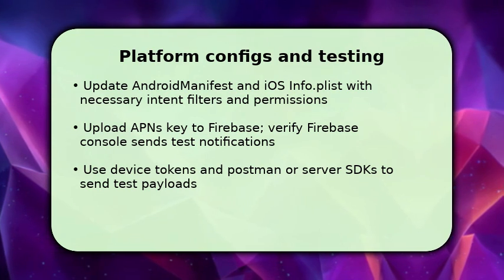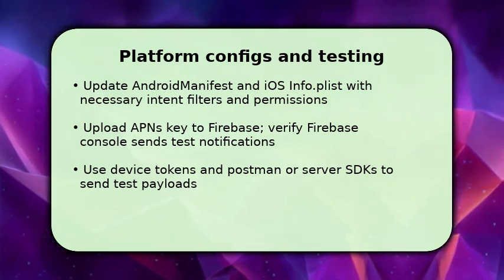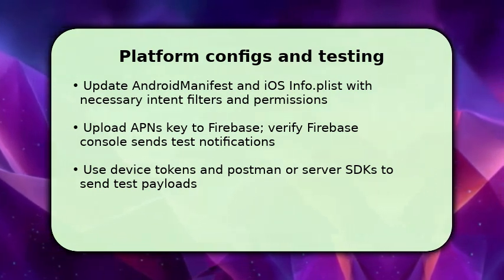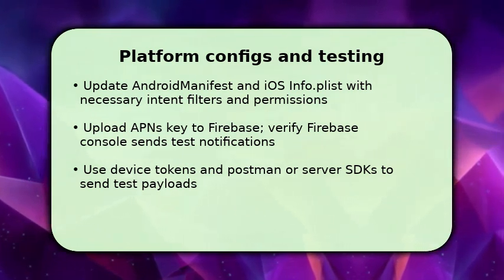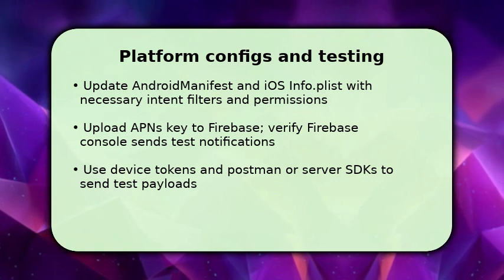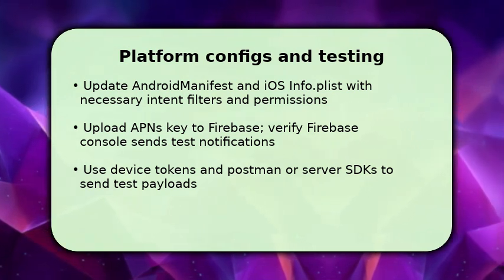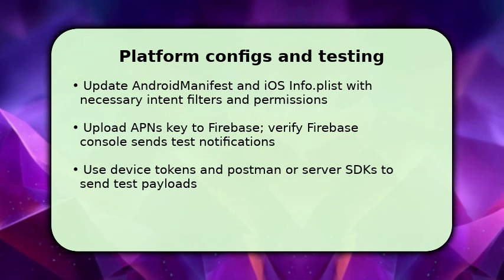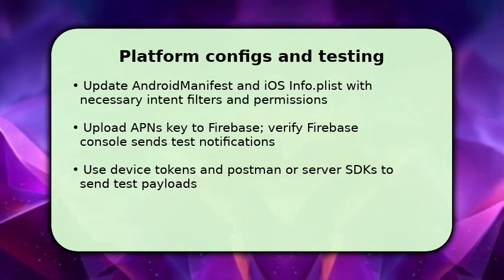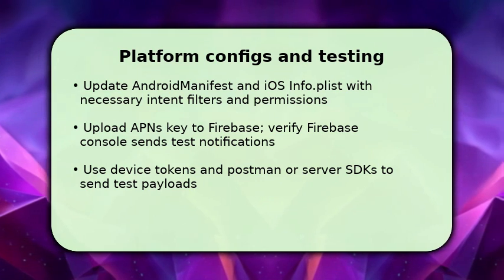google-services.json. Then obtain the device FCM token and send test messages from the Firebase console or using server SDKs to verify delivery. If notifications fail, check device token validity, app background restrictions, and platform logs for rejected APNs or FCM authentication errors.